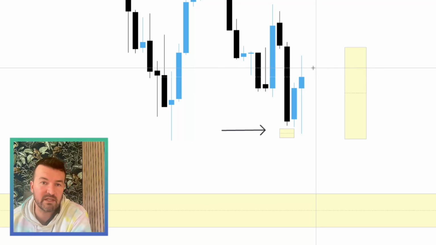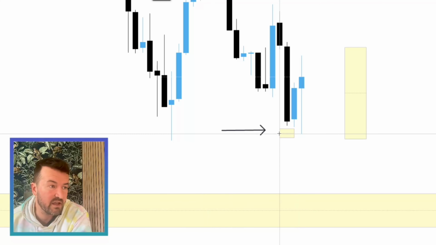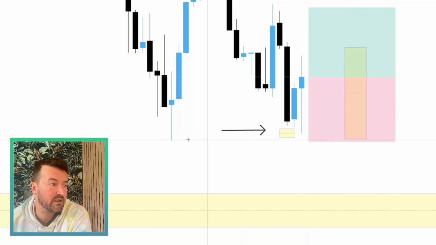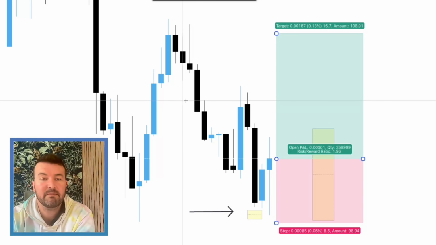But nonetheless, the way that you would trade this is very simply, again, using a market entry order, stop loss behind the low, and then you set your target wherever it's going to be.